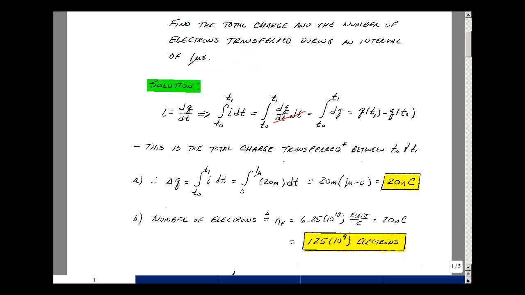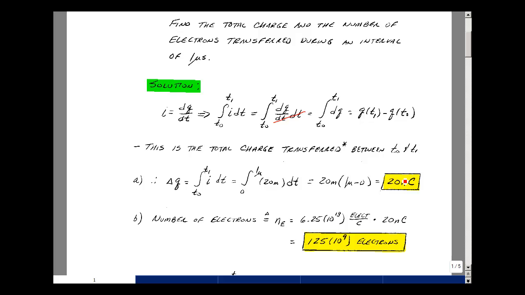So let's take an integral then from 0 to 1 microsecond of the current, which is constant 20 milliamps as stated in the problem. And that would give us 20 milli times the integral of 1 dt, which would be 1 microsecond minus 0. Now milli is 10 to the minus 3, and micro is 10 to the minus 6th. So the product of those two would give me 10 to the minus 9th. So I have 20 times 10 to the minus 9th coulombs, but in our chart of prefixes, 10 to the minus 9 is nano.